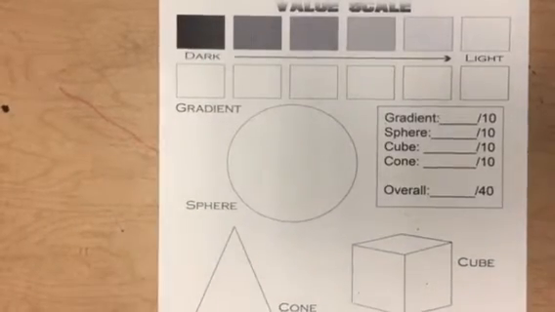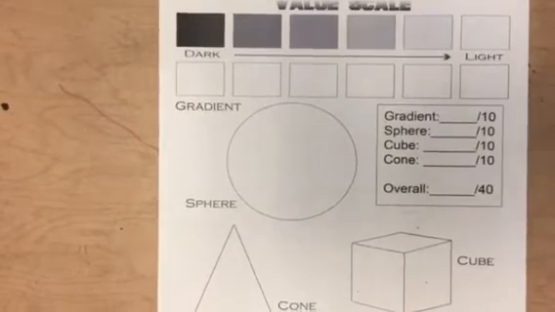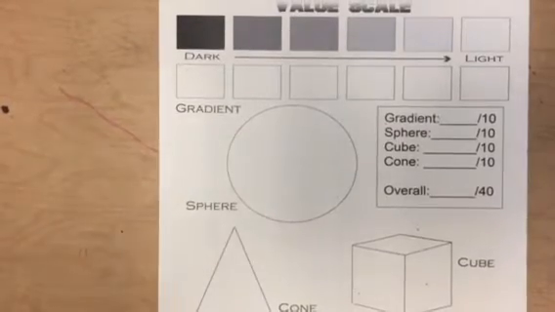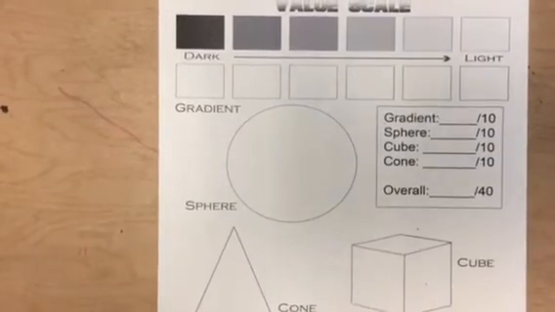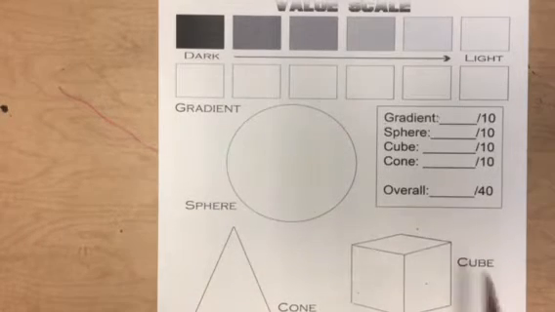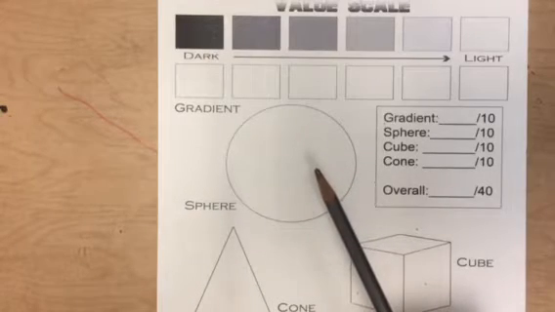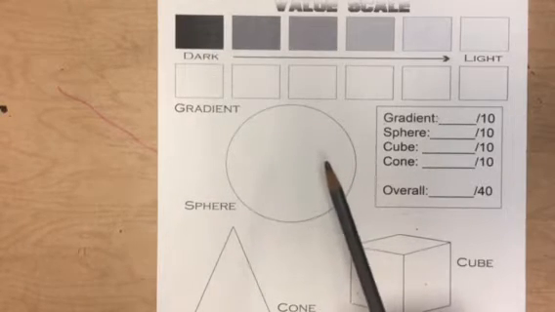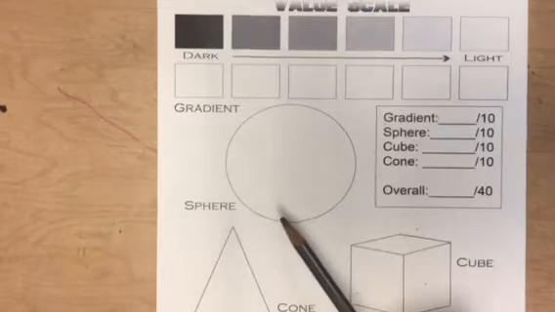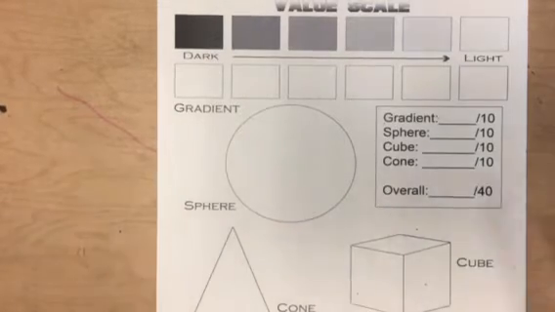Okay guys, in today's video we are going to talk about shading. We're going to build on the skills that we learned doing our value skills, and we're going to apply those skills to geometric forms to make them look three-dimensional. We've learned how to draw things with line. Now we're going to add value to make them look as three-dimensional as possible, creating an illusion.